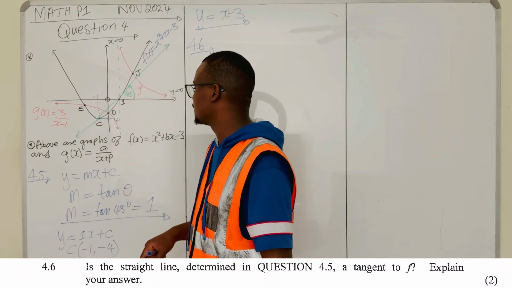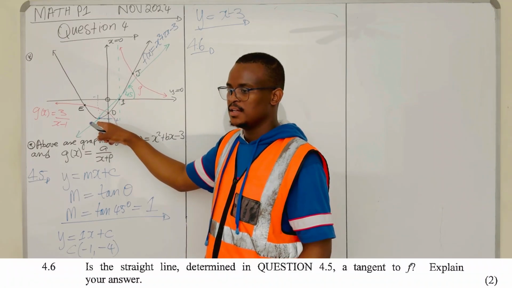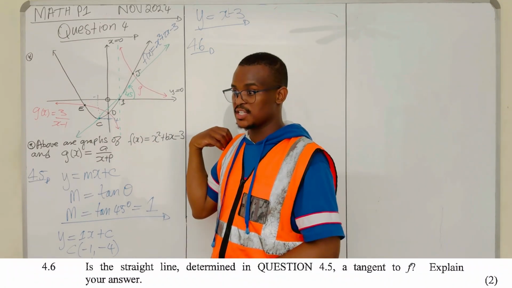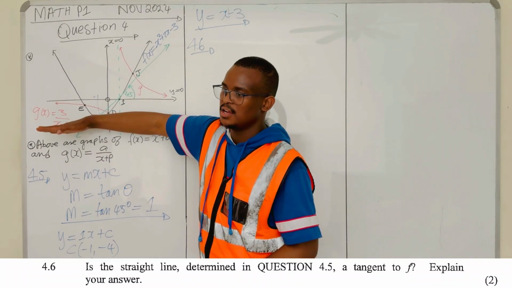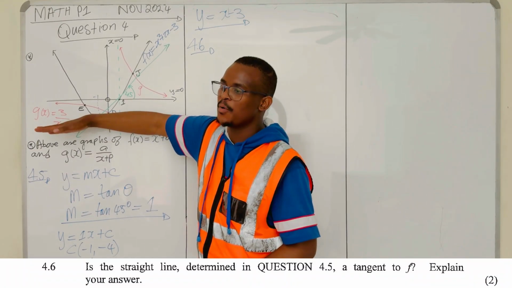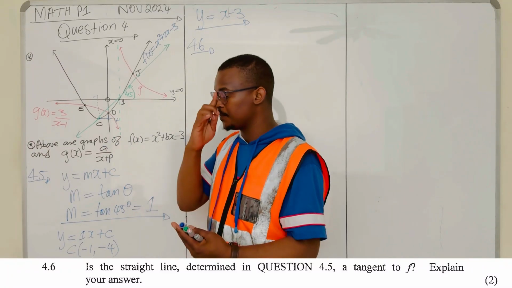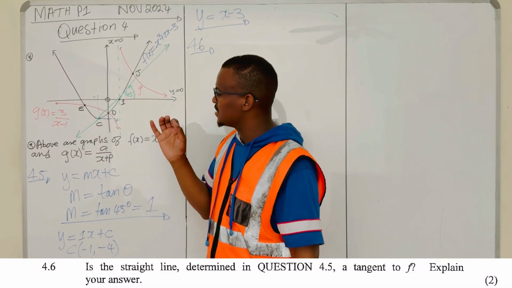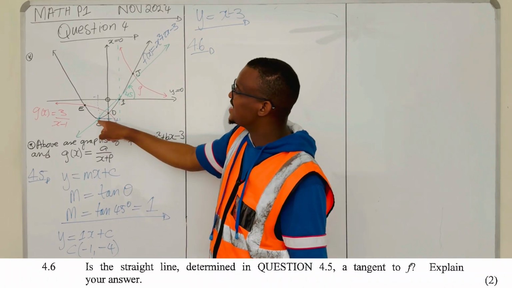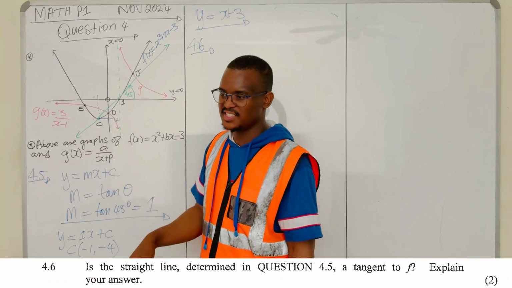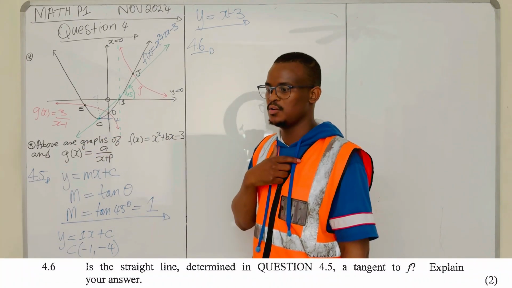No, it is not. Because a tangent at that point, like I said in the previous question, will have a horizontal gradient. Your gradient at a turning point is 0. All tangents at a turning point of a function will have a gradient of 0. Since this one has a gradient that is not equal to 0, then it is not a tangent.